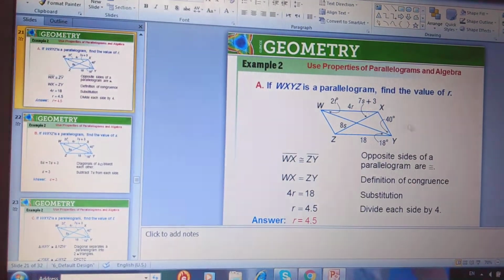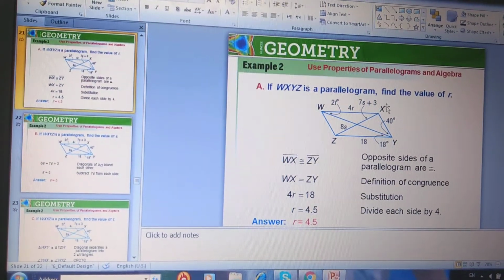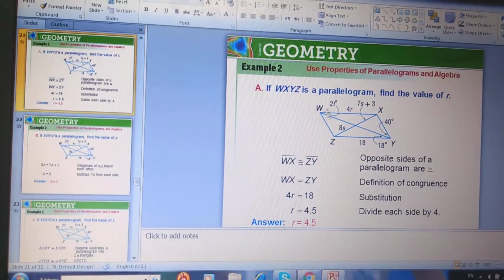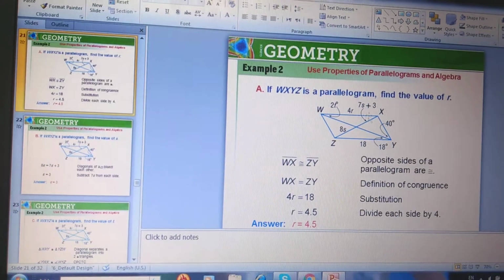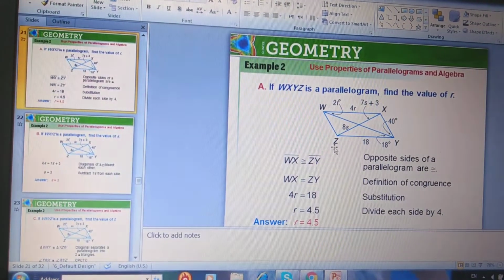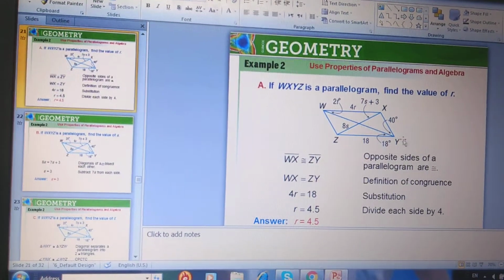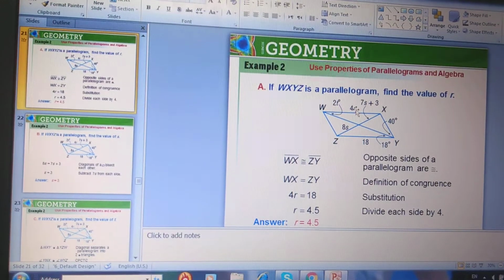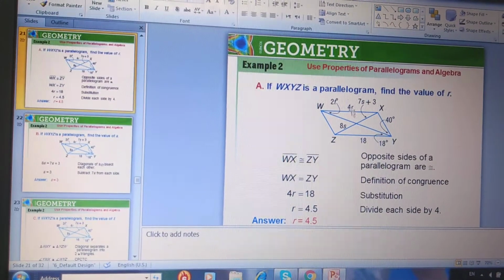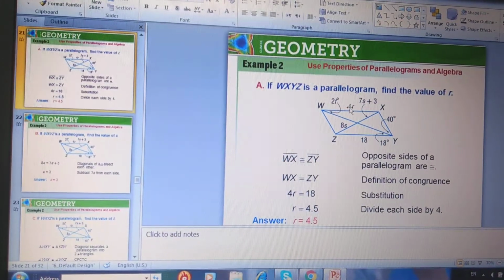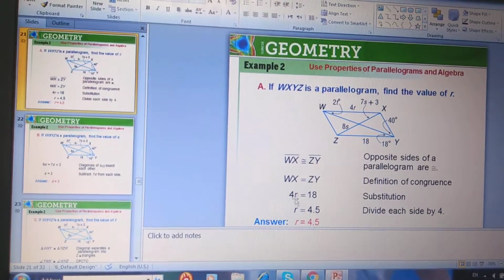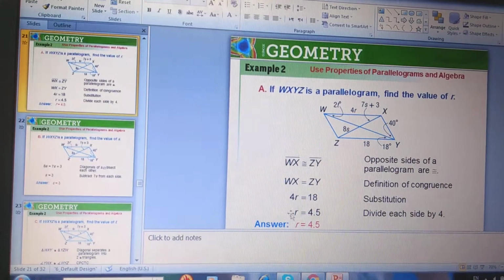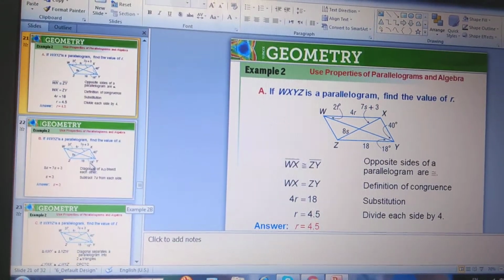Of course, here WX equals 4R. WX is congruent to what? To ZW, because opposite sides are congruent. Therefore, I can write 4R equals 18. You see, like here, divide by 4, then R equals 4.5.